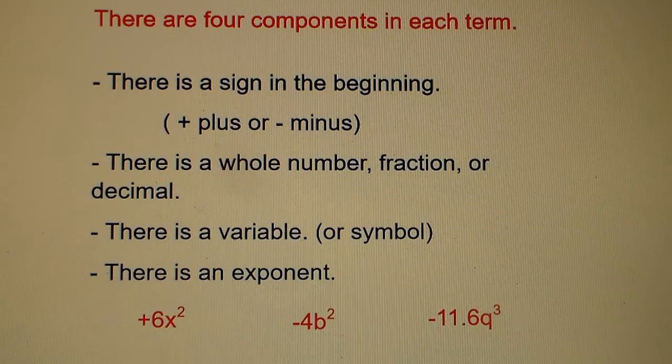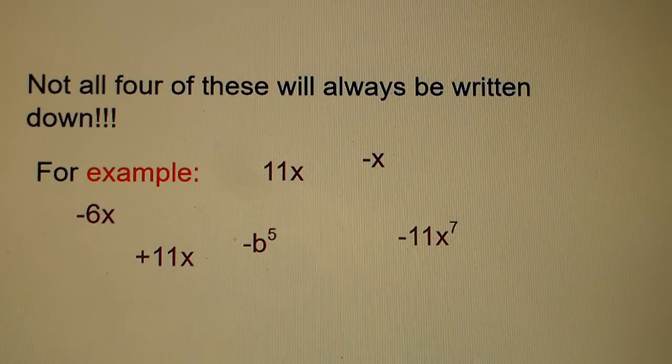Now, not all of them are going to be written out all the time. Like what we see here, we have a plus 6x squared. We have a minus 4b squared and a minus 11.6 cubed to the third. As you see, you also grew up with numbers like positive 1 and positive 2 where the variable and the exponents aren't written. But those are also terms too. Sometimes they're just not written out. Not all of these will always be written down.